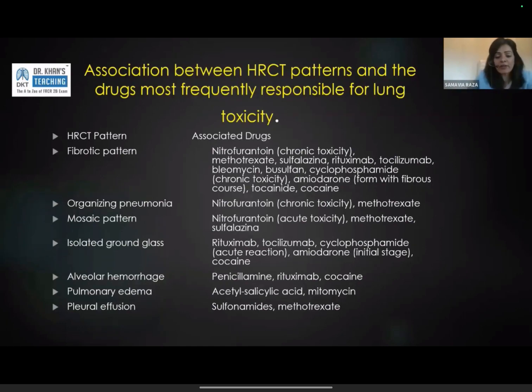So you can look up a drug that you've never heard of before and the patient happens to be on it. You can look it up whether that drug is actually pneumotoxic. The common ones you will hear are rituximab, nitrofurantoin, cyclophosphamide, methotrexate. Methotrexate is very commonly seen because methotrexate happens to be a treatment for RA. RA can give you ILD and methotrexate can give you ILD.